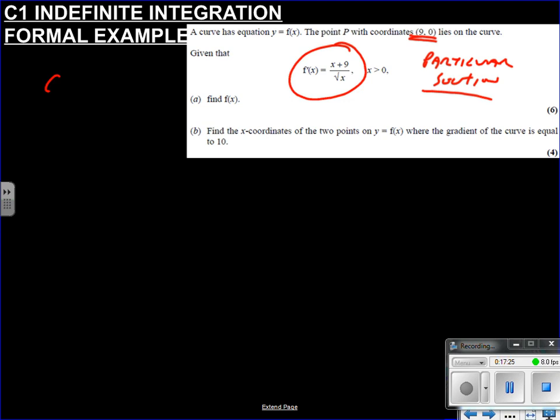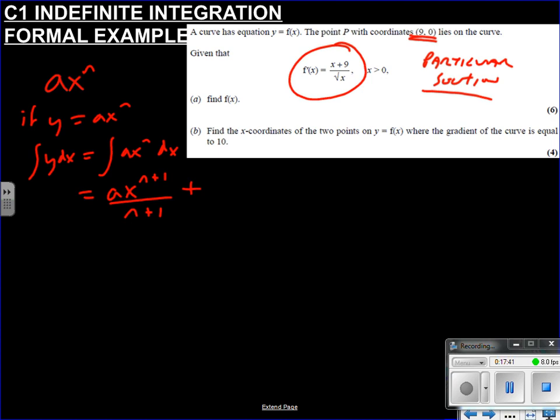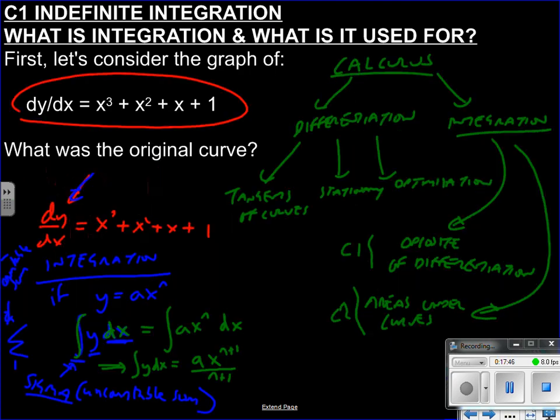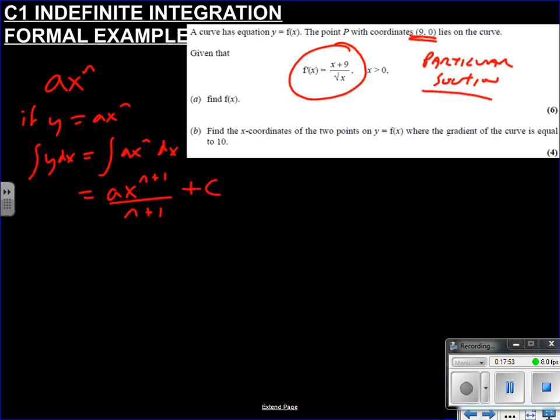I can't do anything unless it's in the form of ax to the n, because as we know, if y equals ax to the n, and we integrate the right-hand side with respect to x, this will equal ax to the n plus 1 over n plus 1 plus c. That's what we need to add to our notes for our formula, because we need to have plus c on there from now on. Again, if you don't have a plus c, I don't know you any longer.